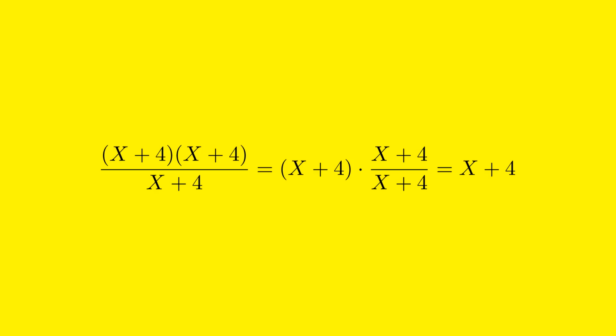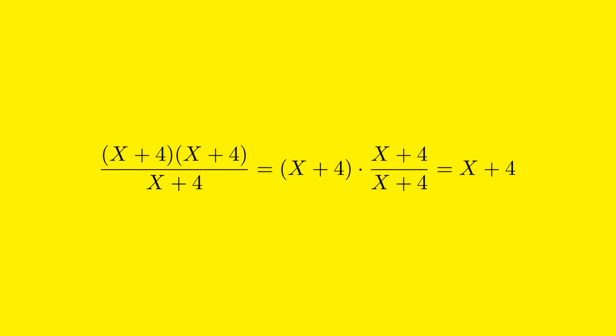Now we move on to simplifying the expression we previously altered. We have x plus 4 times x plus 4 divided by x plus 4. Notice that x plus 4 appears both in the numerator and the denominator. We can cancel out one x plus 4 from the numerator and the denominator because any non-zero number divided by itself is 1. This leaves us with x plus 4.